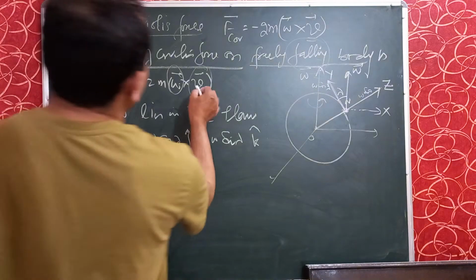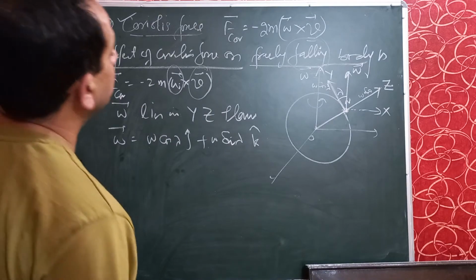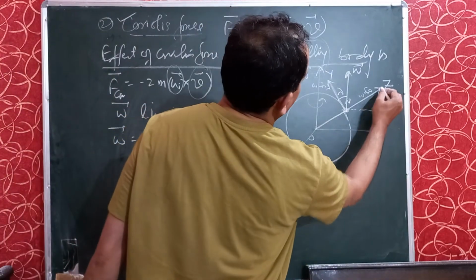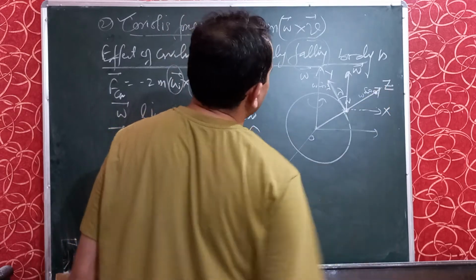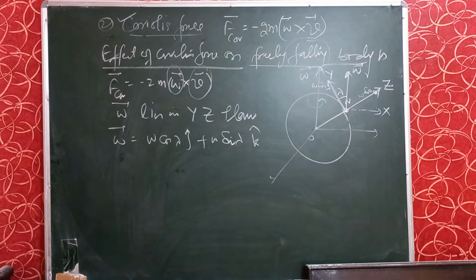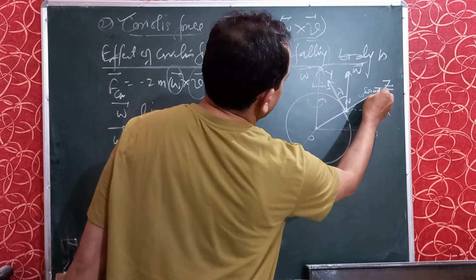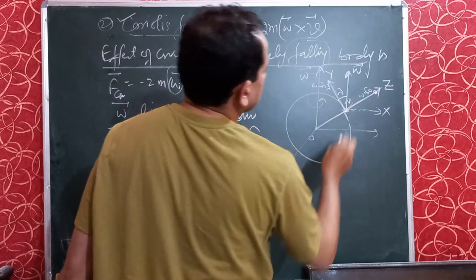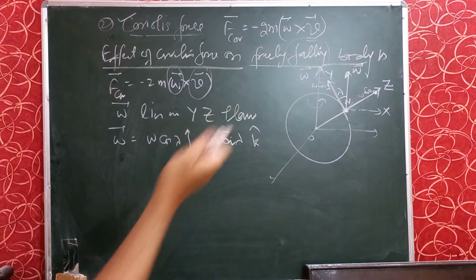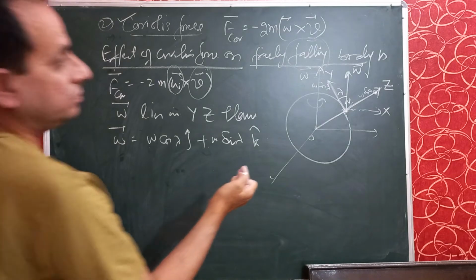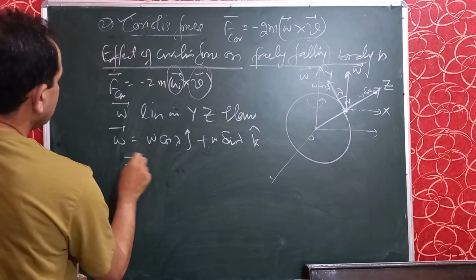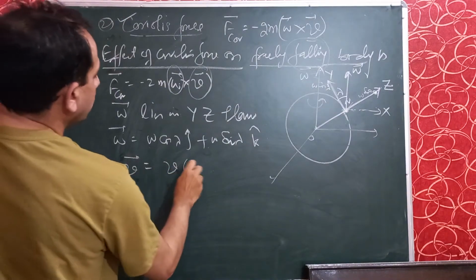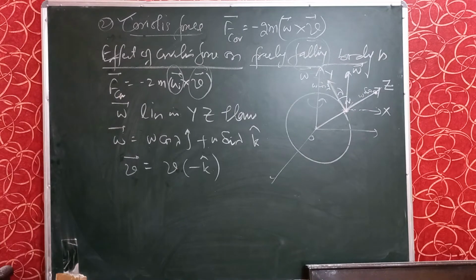And what is v? v is the velocity. So we will consider freely falling body. The body is placed here, and I leave this body freely under the effect of gravity. It will move along this side, so velocity is along negative z axis. So velocity is v times minus k.